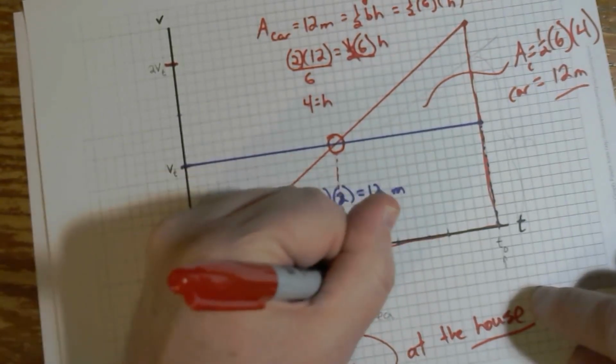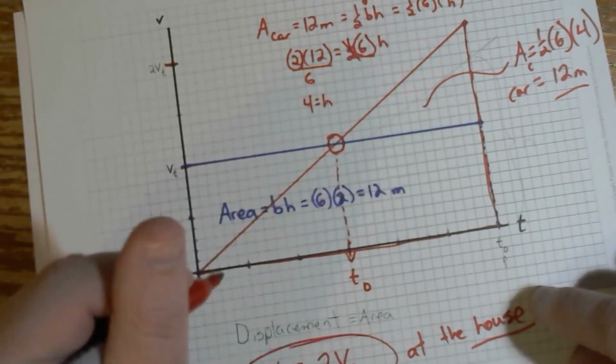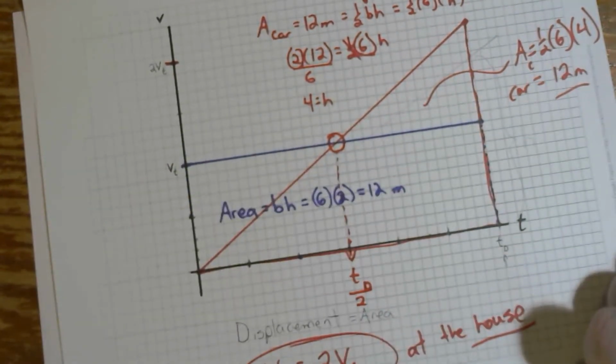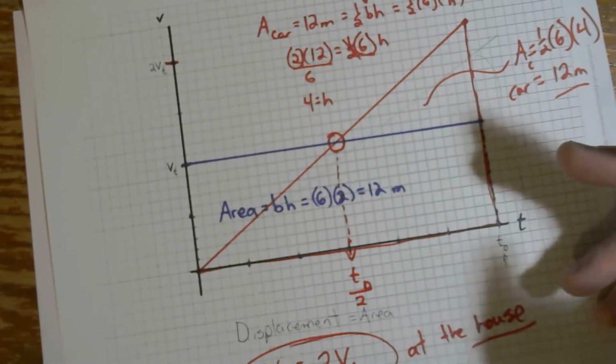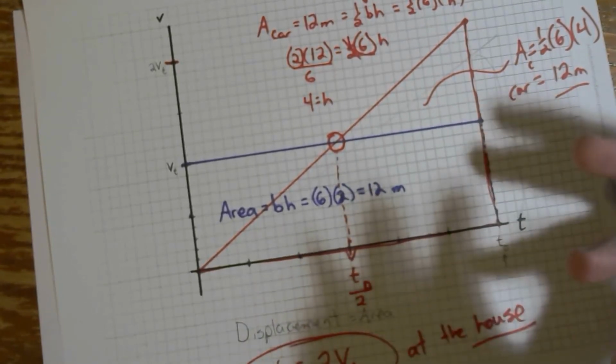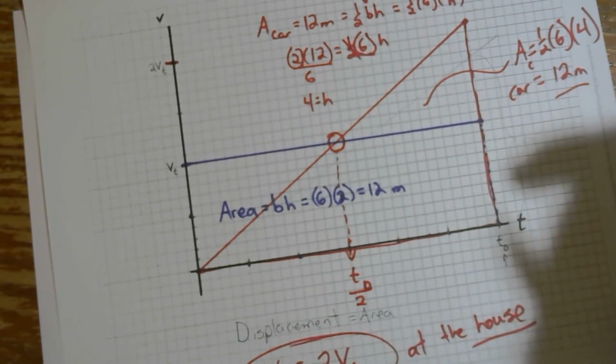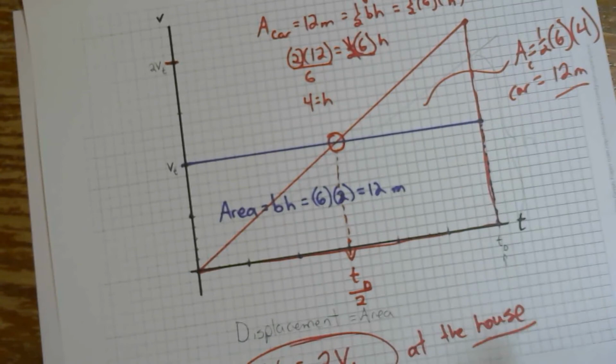at time d divided by 2. It's half the total time. And so the car's speed is twice the truck speed at the end, so therefore they're equal at half the time. And that's the solution for part D.